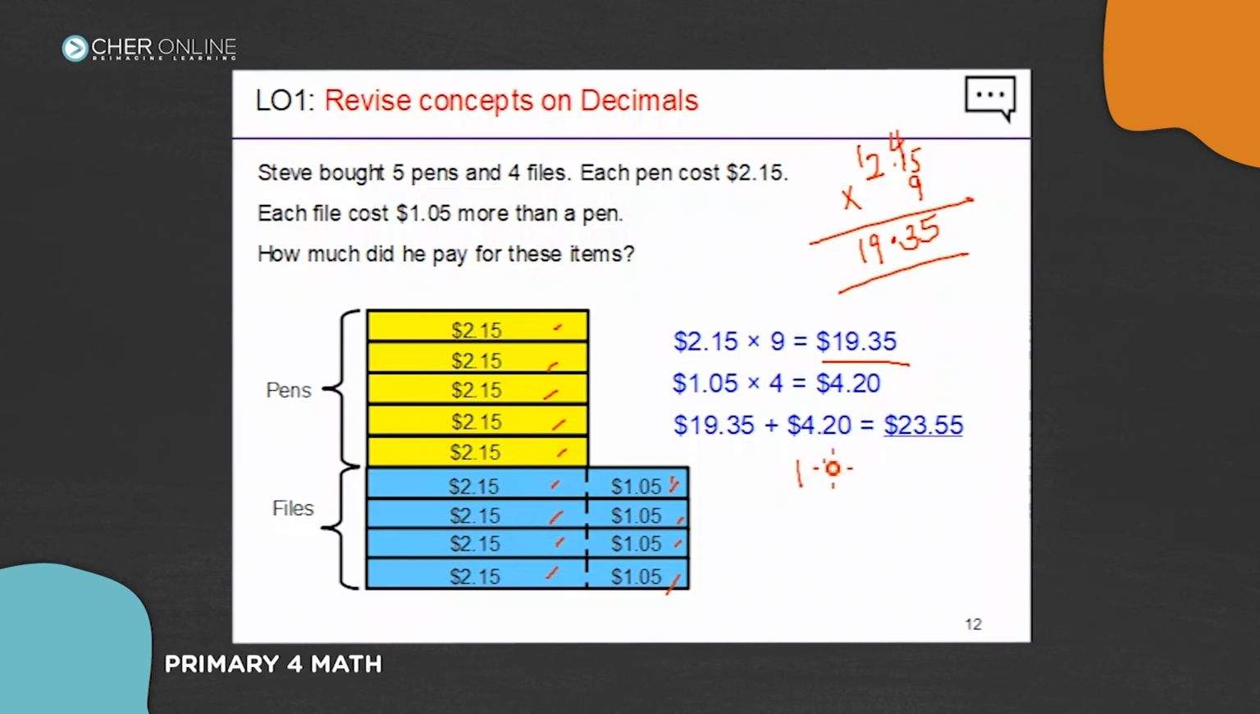So when we add $19.35, remember the decimal point must always be on a straight line. That means it must be here. The decimal point is here. So 9 plus 13 gives $23.55.